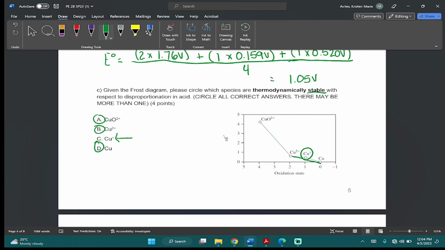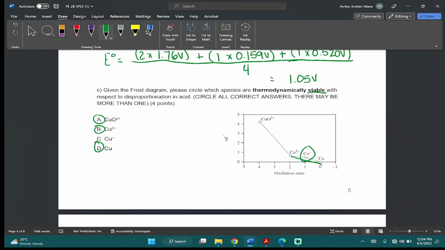So wait, what do you draw two lines between? Whichever species you can. So like I could draw a line between these two, but there's nothing above it. Nothing's going to happen. It's just between two of the species on your graph. And then if anything's above that line, that means it's unstable. So here, I'm drawing it between copper 2+ and copper 0, and copper+ is above that line. So that is unstable. So if it's unstable, it will disproportionate. Yes. But if it's stable, it won't, yes.